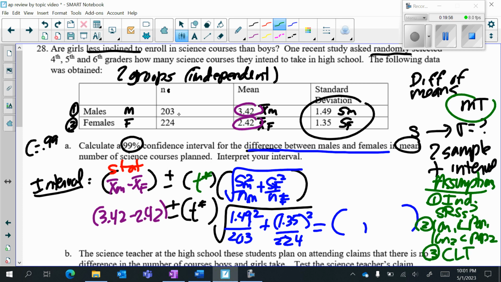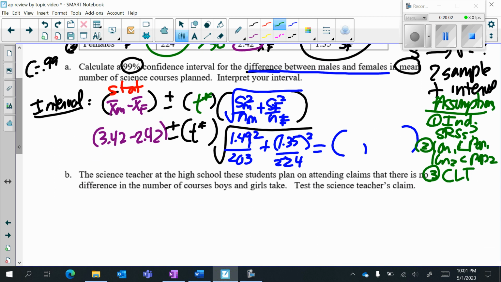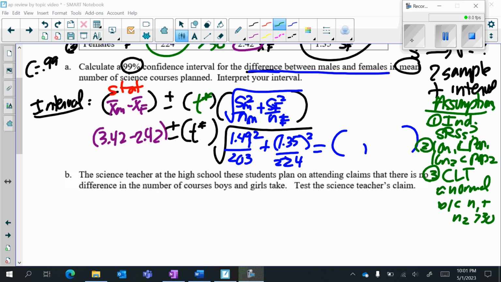If the sample sizes are greater than 30, which they both are, the sampling distribution of their means will be approximately normal, and because of that, the difference of means will also be approximately normal. So: approximately normal sampling distribution because the sample sizes n1 and n2 are both greater than 30. Now, if you look ahead to part B, we're going to just build this right into a test.